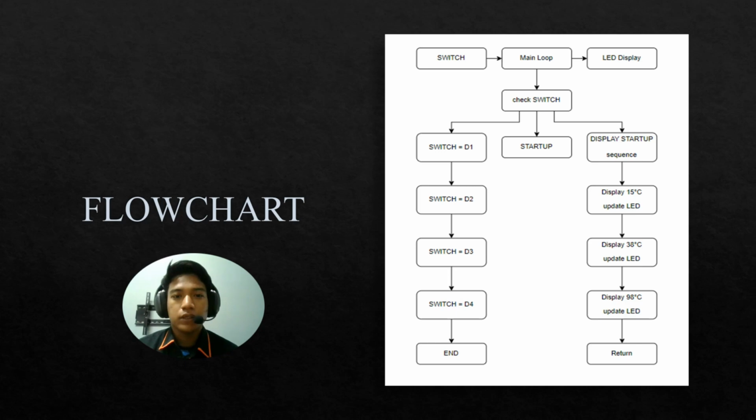After the display startup sequence, the LED display shows 50 degrees Celsius. If D2 is pressed, the LED display is updated and then shows 38 degrees Celsius. Likewise, pressing D3 updates the display to show 98 degrees Celsius. Pressing D4 also updates the LED display, but to what temperature is not shown in the flowchart.